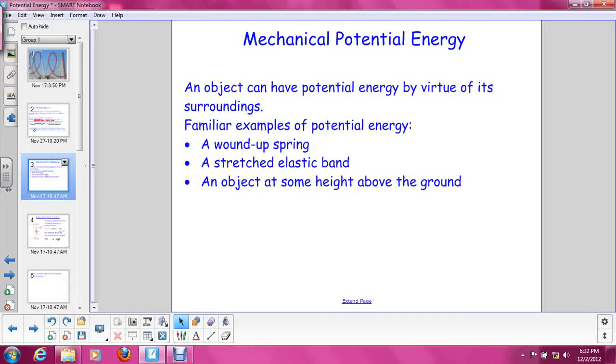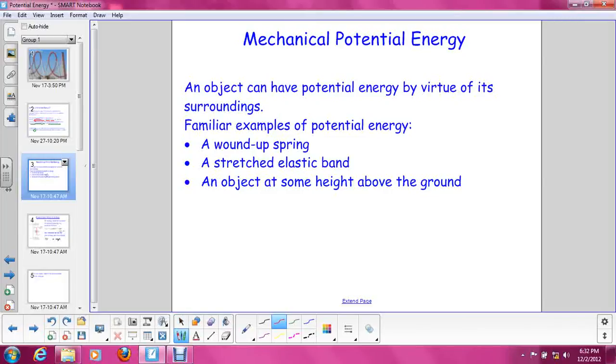So an object can have potential energy by virtue of its surroundings. An object does not have potential energy just all by itself. You have to take into account its surroundings, or what we call the system that it's in.